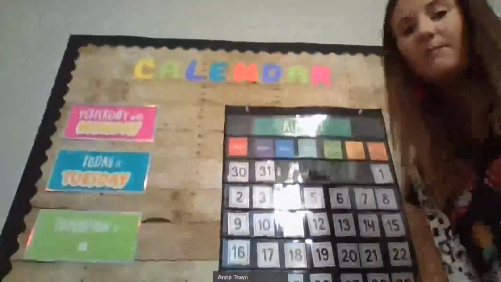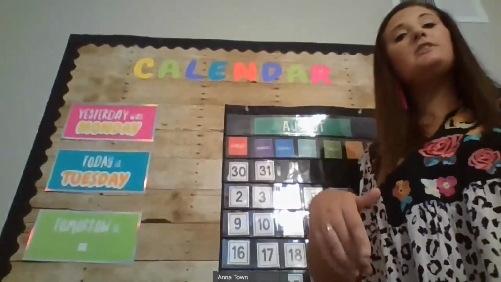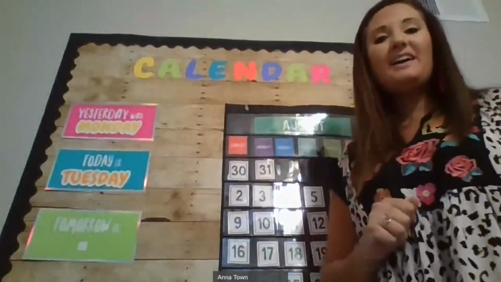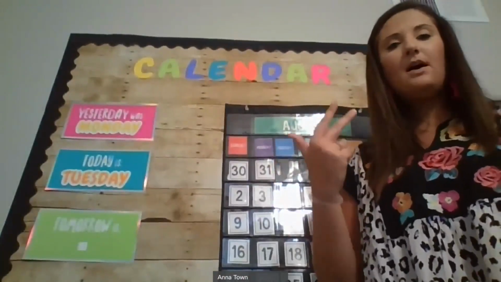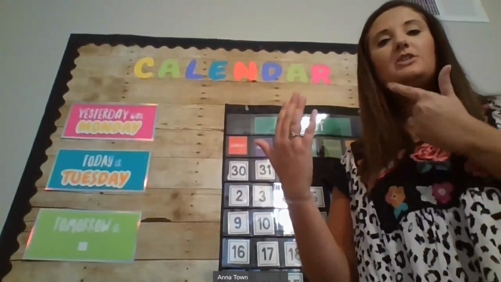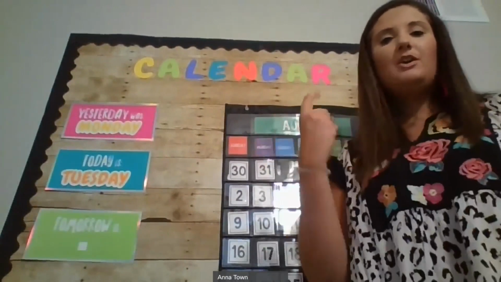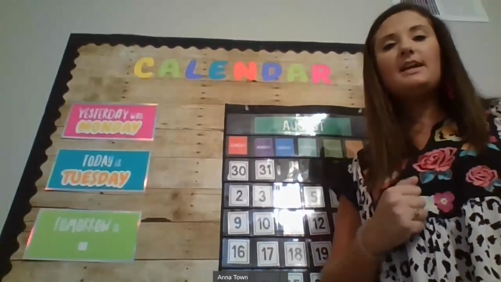Okay, we start by singing the months of the year. Before we start singing, I want you to tell me how many months are in a year. 12. Here we go. January, February, March, and April, May, June, July, and August, September, October, November, and December. These are the months of the year.